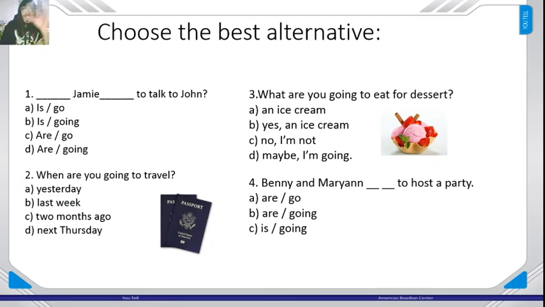So guys, let's put your attention now in the question number 2. Read together with me, okay, the question. When are you going to travel? Pay attention. When are you going to travel? Imagine that there is a person that is asking it of you. So, which of the alternatives would be your answer, the best answer? Yesterday, last week, 2 months ago, or next Thursday? Which is the best alternative? A, B, C, or D?